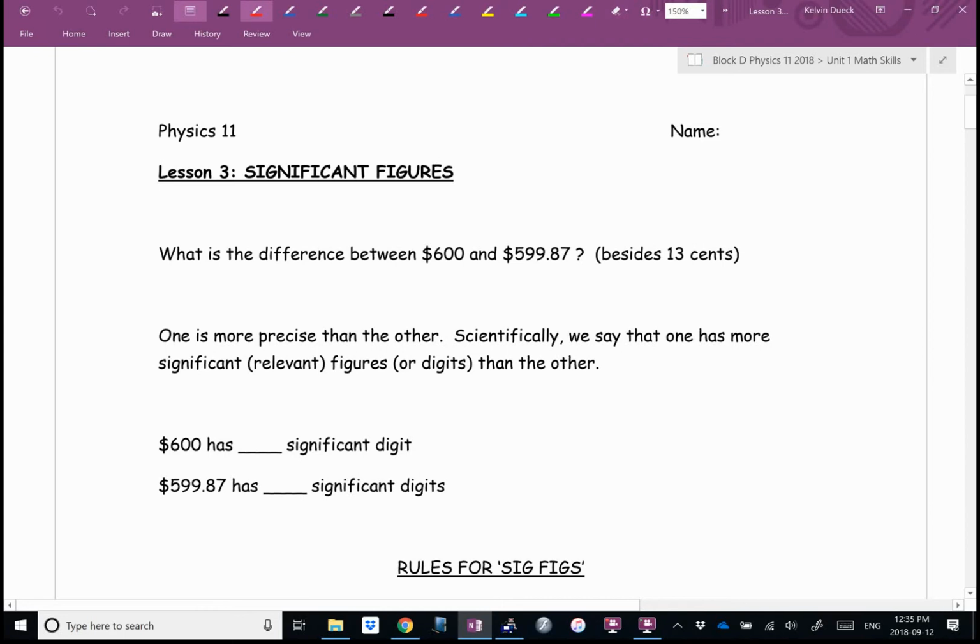Put your pencils down, look up. The rules in English for sig figs are complicated. It's much easier for me to do a whole bunch of examples with you, have you spot the pattern, and then we'll write the rules. So don't write this down.